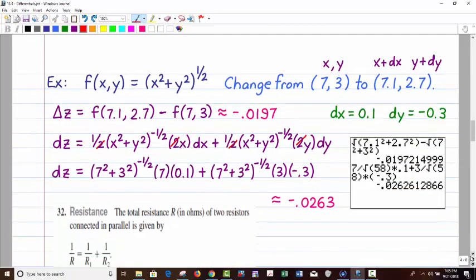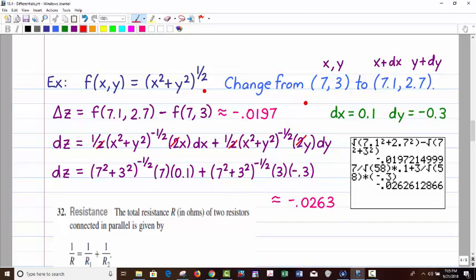And here's another one. So our function basically is the square root of x squared plus y squared, which is the same thing as x squared plus y squared to the 1/2 power, of course. I'd make this a lot more clear if I was giving this problem. From 7 to 7.1, and 3 to 2.7. So notice that x is increasing, but y is decreasing.